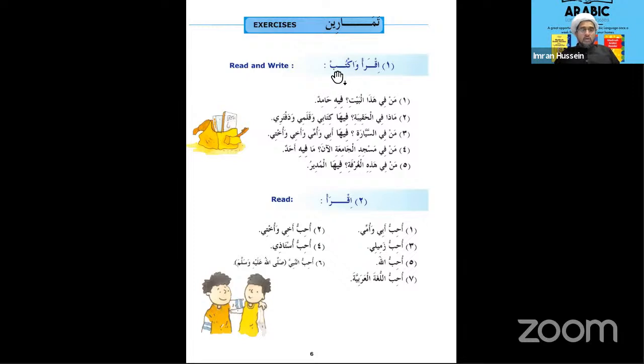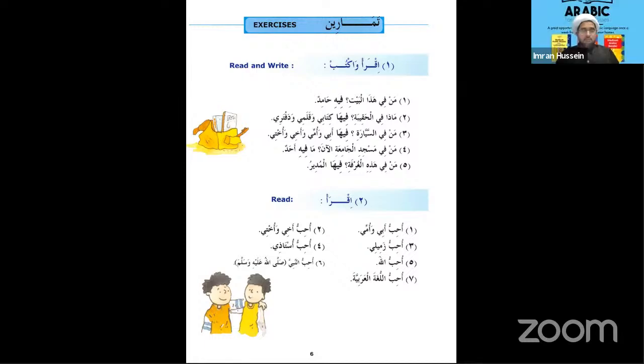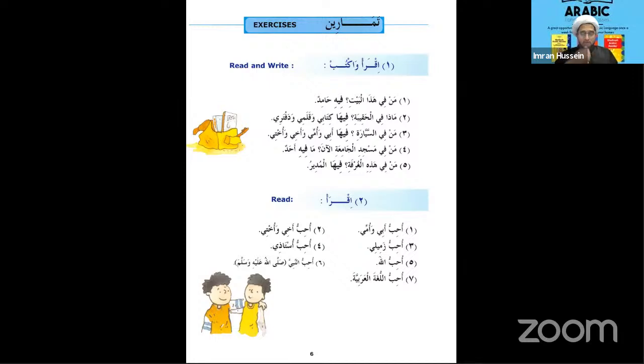الآن. Right. Who has not had a chance to read? Last question. Can I try? Yes, go ahead. من في هذه الغرفة فيها المدير. Who is in this room? In it is the director. Excellent. Fiha, in it is the director. So fiha, ha is referring back to the room itself. Brilliant.